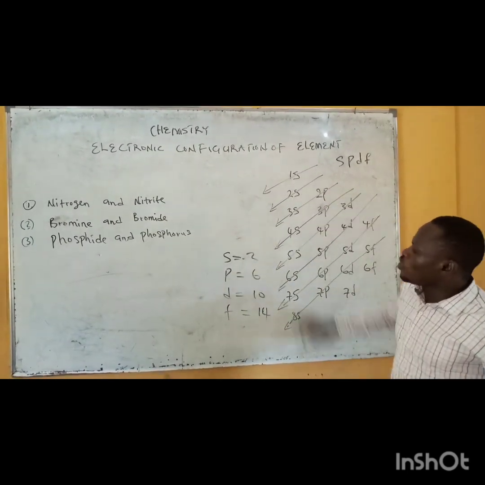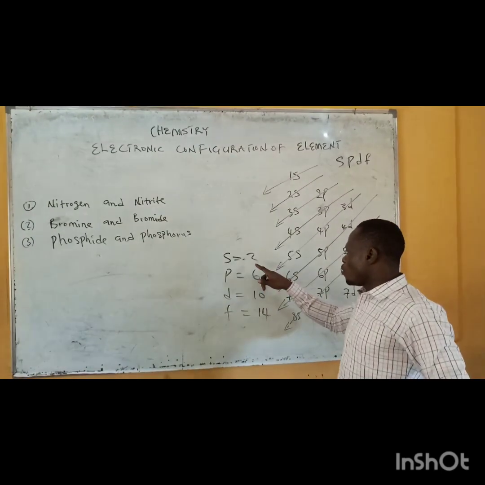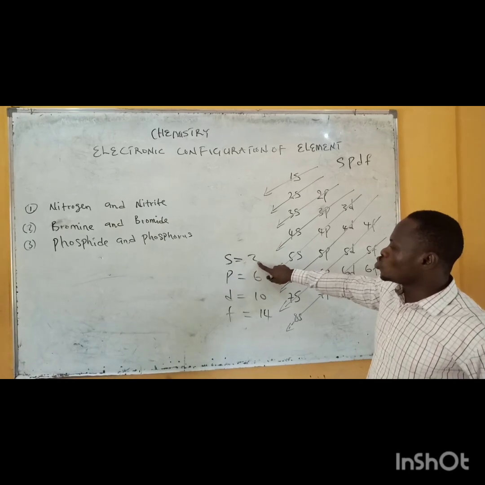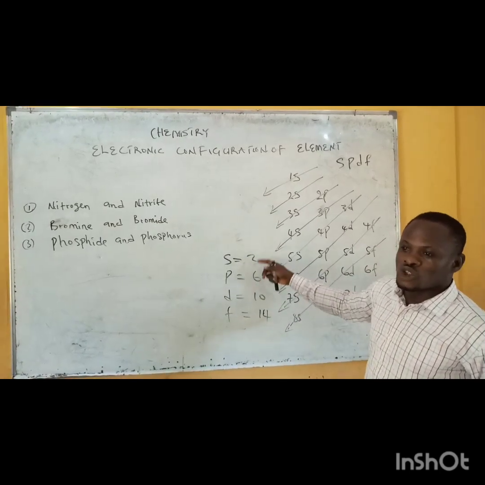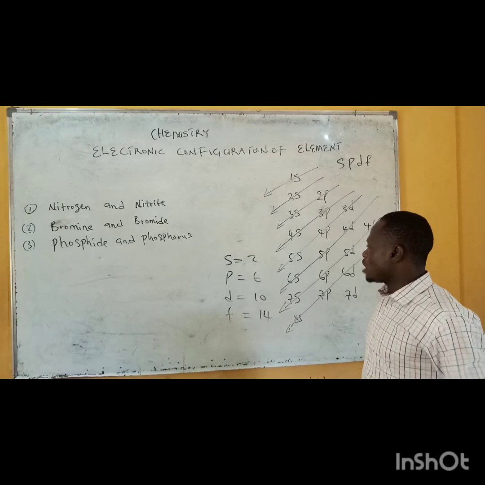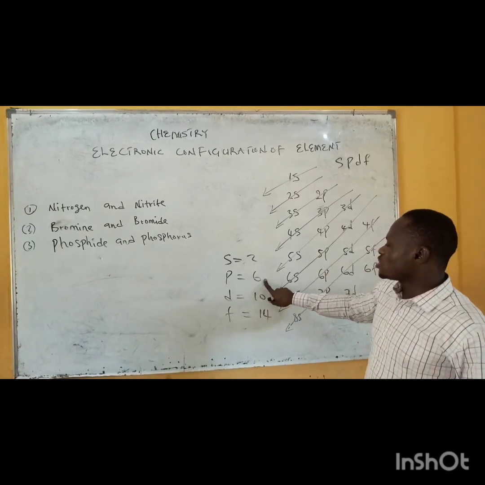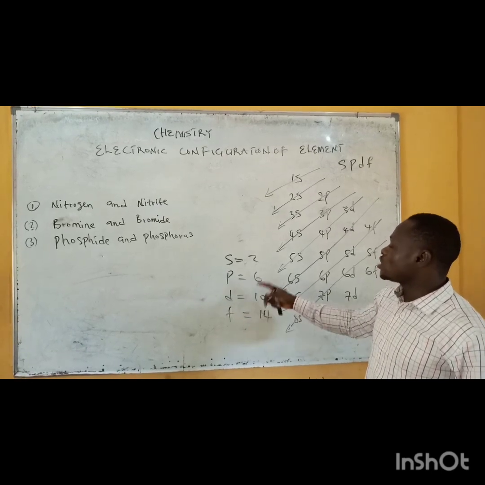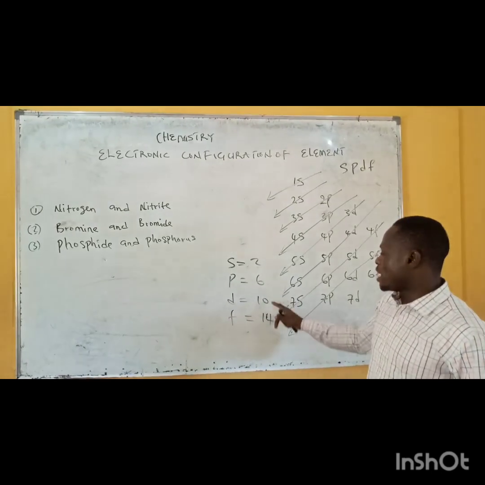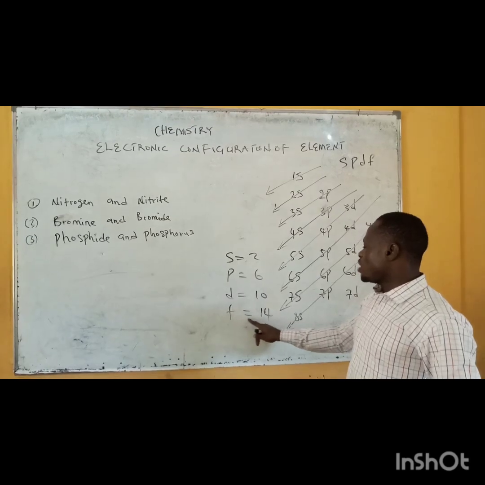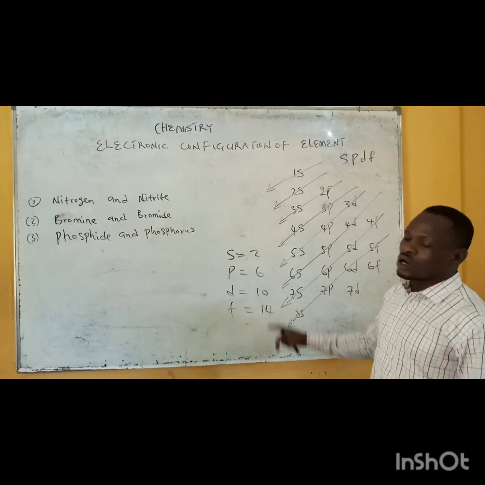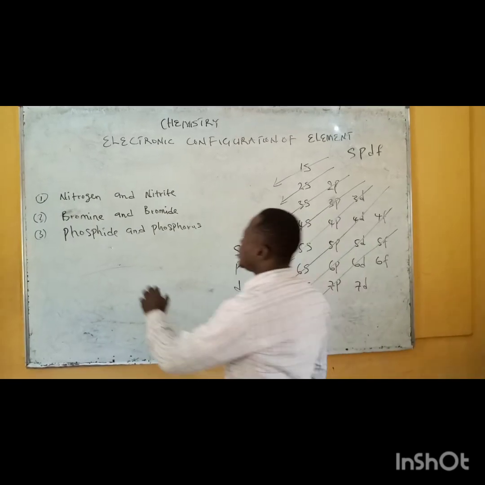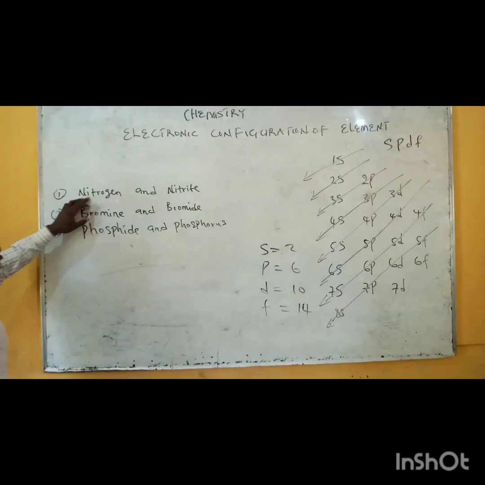One thing you have to know, as I mentioned in my previous video, is that the S orbital carries a maximum of 2 electrons. It can carry 1, it can carry 2, but it cannot carry more than 2. P carries 6, while D carries 10. It can carry 1 to 9 and also 10, but not more than 10. F can carry from 1 to 14, but not more than 14. So we now go straight to the electronic configuration of nitrogen.